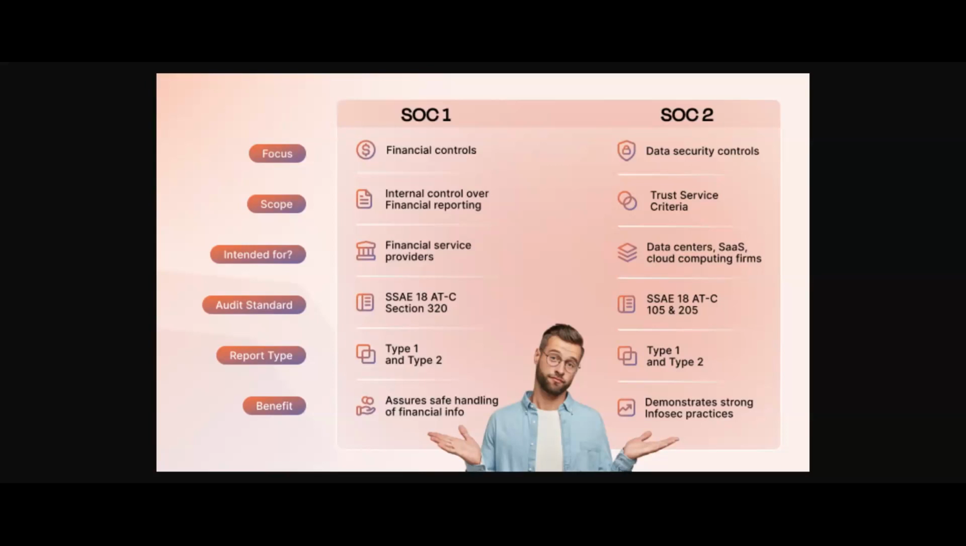SOC 1 gives you assurance of the handling of financial information, whereas SOC 2 gives you assurance of any type of customer information, not only financial. Now clear? Including financial or not including? Yes, including financial, any type. SOC 2 will include all the types, but SOC 1 is only financial.